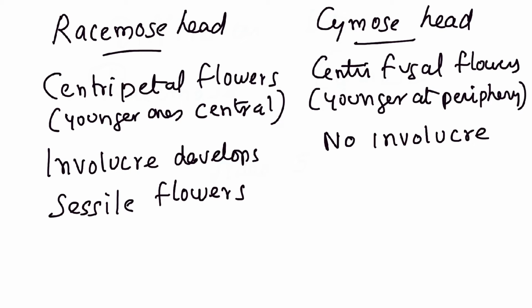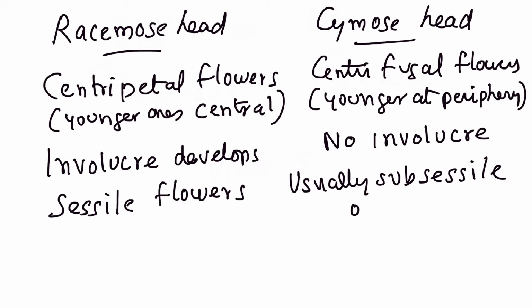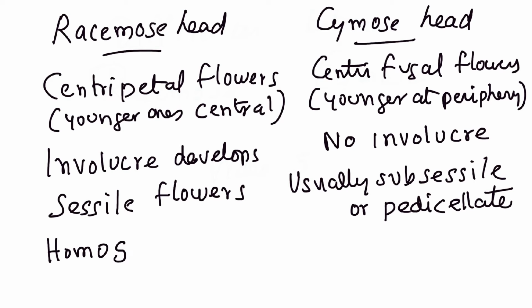The third key difference is that in Racemose, the flowers are sessile, which means that flowers don't have pedicels, in the sense that there's no stalk. The flowers don't have a stalk. Whereas in the case of Cymose, they are either subsessile or pedicellate, which means that the flowers have a stalk, or there could be a case where the stalk is not nicely developed, which means it's subsessile.